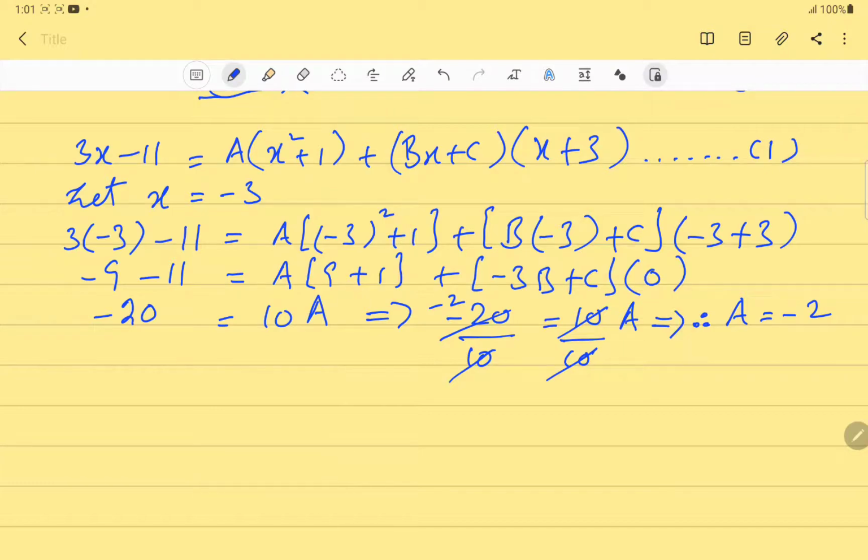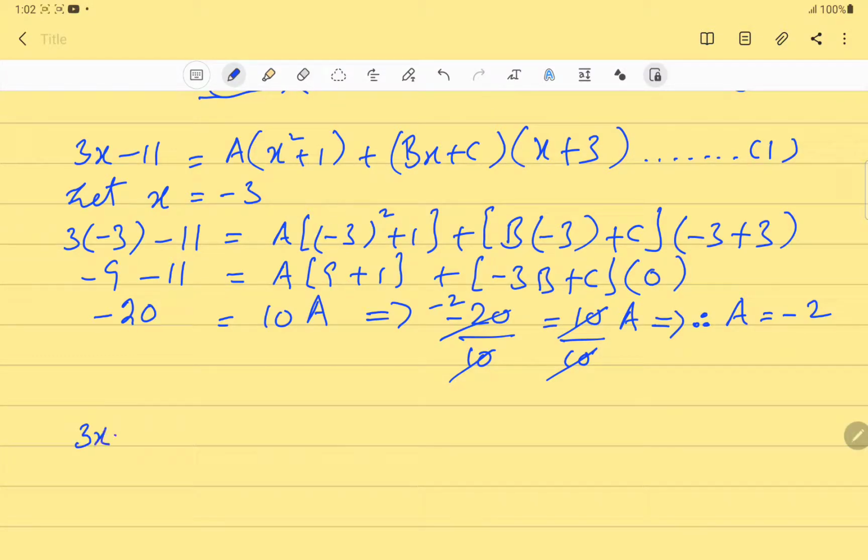Now we don't have any value of x that we could place in the equation to find the value of the remaining constants, which are b and c. So in this case, we will solve this equation and arrange it in such a way that we can compare the coefficients of different powers of x on both sides. So let's do that.